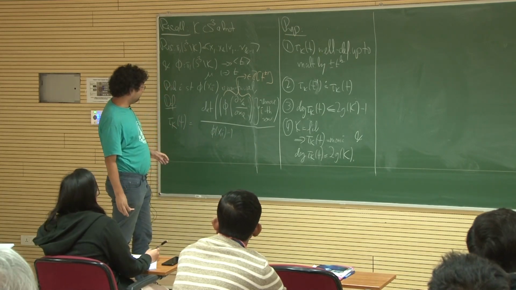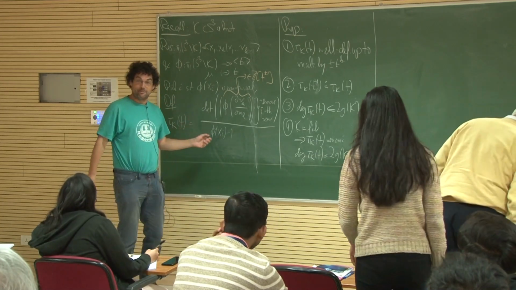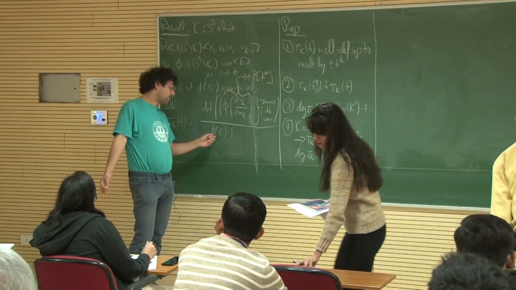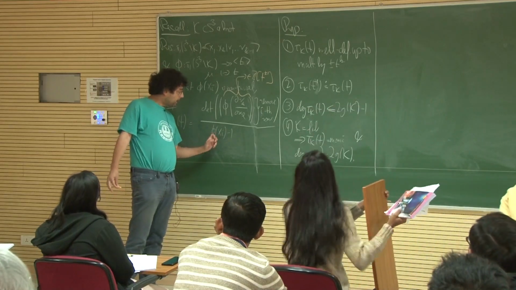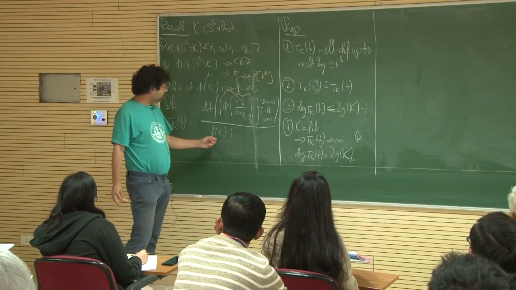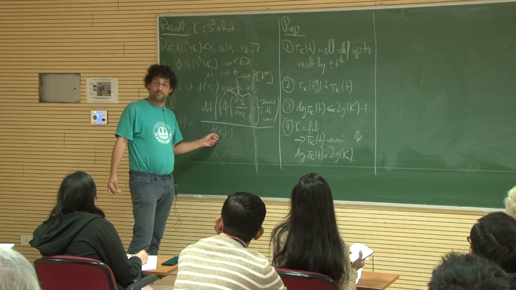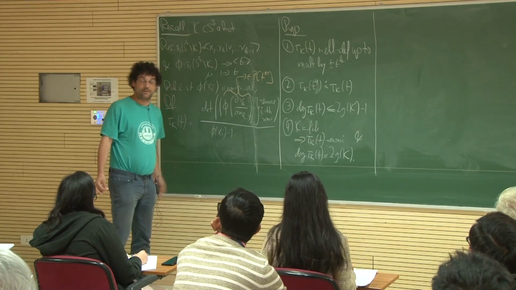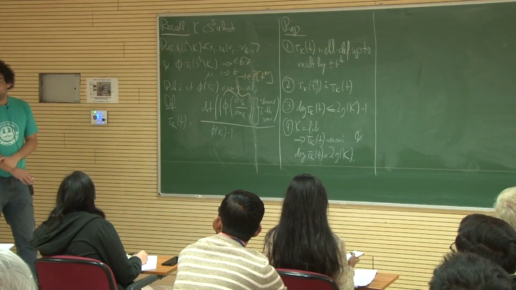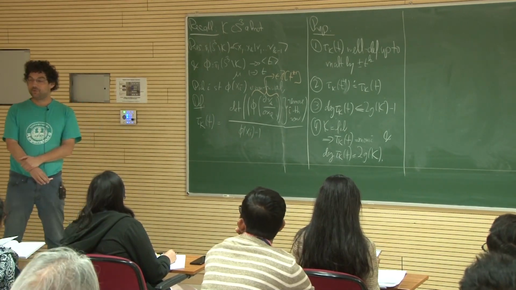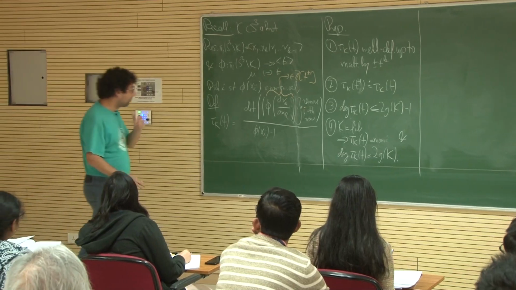And for that formula to make any sense, we should not divide by 0. So the only condition we need is that we pick an xi such that phi of xi is non-trivial. Okay, and somewhat miraculously, the formula works. So it defines an invariant of knots.